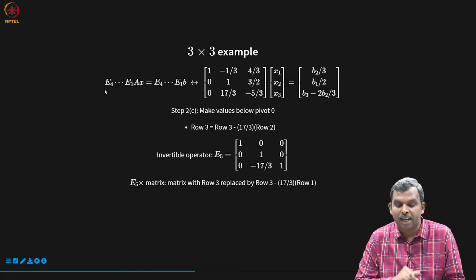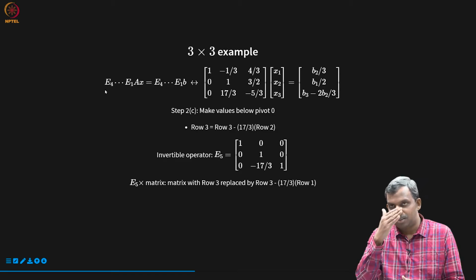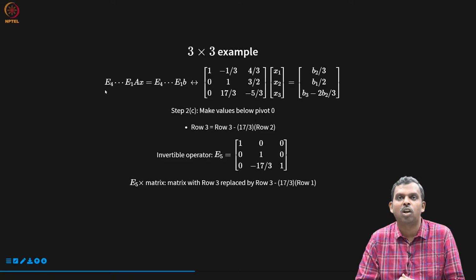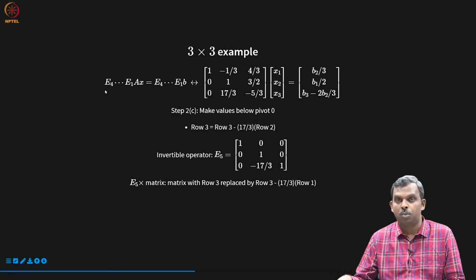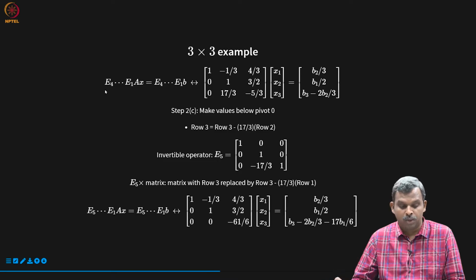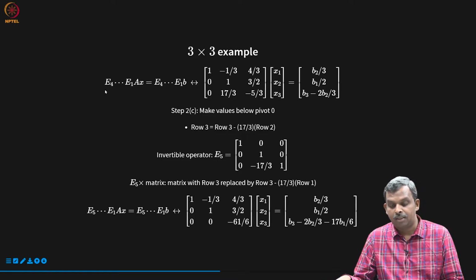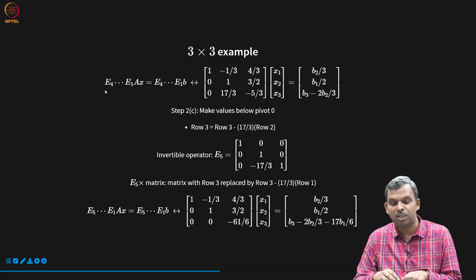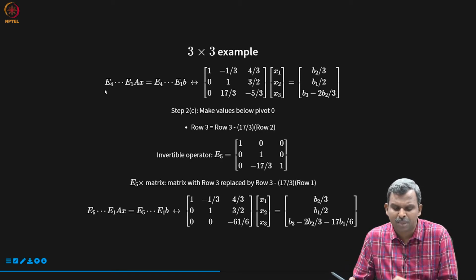How do I do that? I have an operator for that. I know it's diagonal except for this, which row gets involved in the subtraction. You put a minus 17 by 3 and then you multiply with E5 and you see that you get this sort of a matrix. It's becoming messier, but still on the left hand side you see the matrix is becoming really clean, right? So 1 0 0, minus 1 by 3 1 0 in the second column, and what happens in the third column? I have this minus 61 by 6.